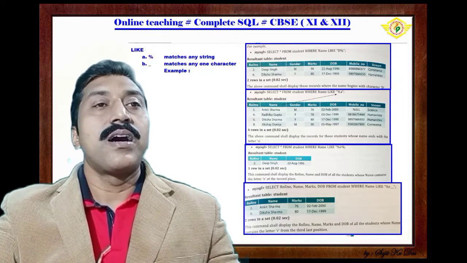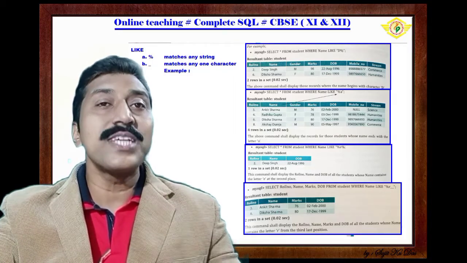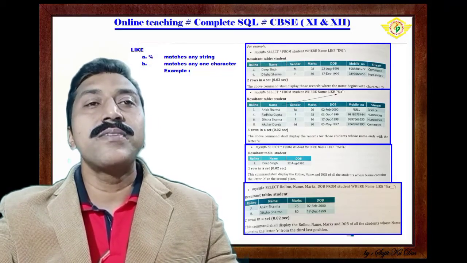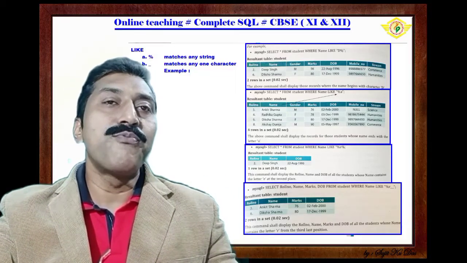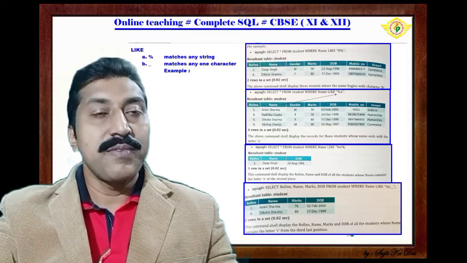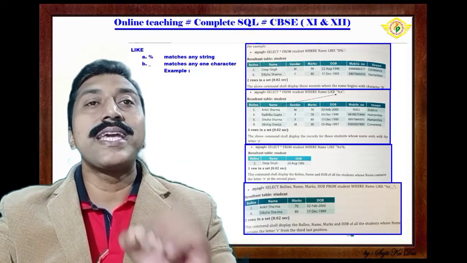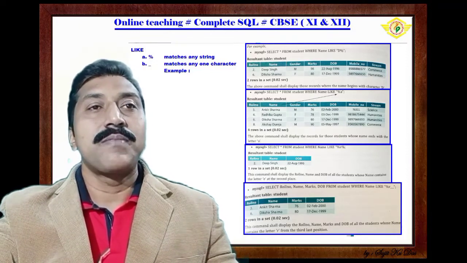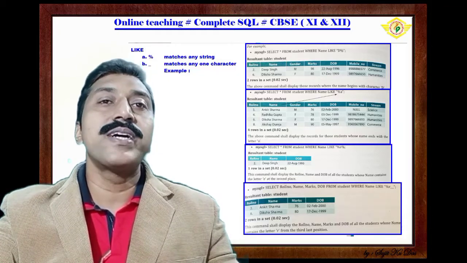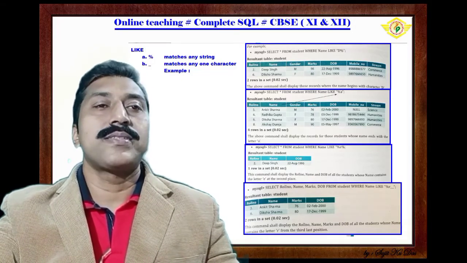That means it displays the records of all the students whose name contains the character E in it. In it means maybe before E, whatever characters may be there, and after E also may be there. One more example: select star from student where name like underscore E%. What do you mean by this? That means it displays the roll number, name and date of birth of all the students whose name contains the letter E at the second place.